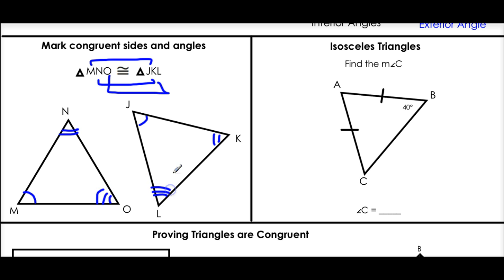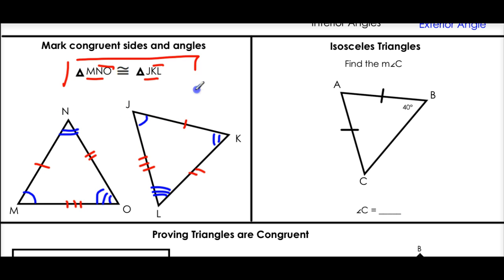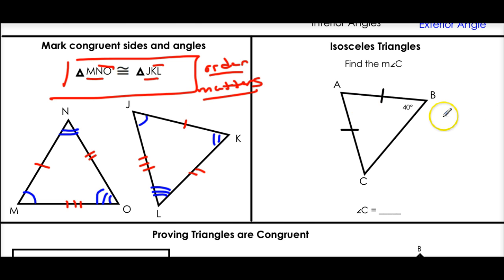But it doesn't just tell us about the angles, it also tells us about the sides. It tells me also that MN is congruent to JK. NO is congruent to KL. And therefore, OM must be congruent to JL. So these congruent statements mean something. The order matters. Don't forget that. The order matters. That is the biggest thing you need to take away from this.